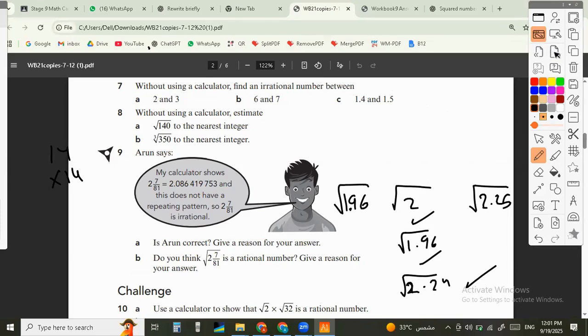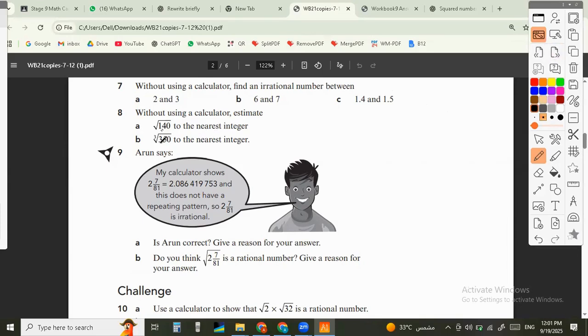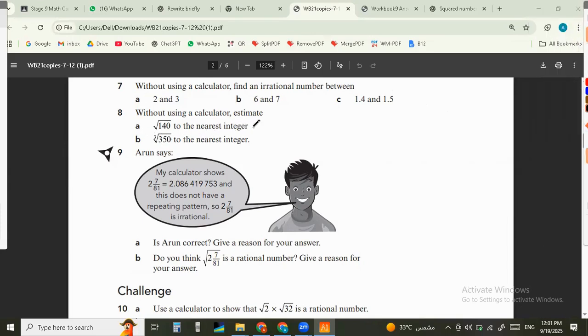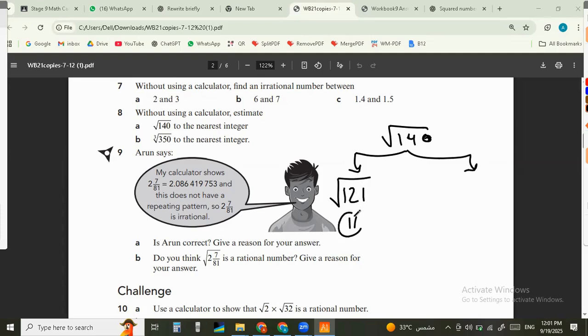All right, next. Without using a calculator, estimate root of 140 to the nearest integer. Mister, to estimate the root of 140, I need to find the perfect root before it and the perfect root after it. So square root of 140. What is the perfect root before it? If you know the perfect roots, all of them until the 12th, you're going to know that before it, the perfect root is root of 121, which is equal to 11. After it is root of 144, which is equal to 12.